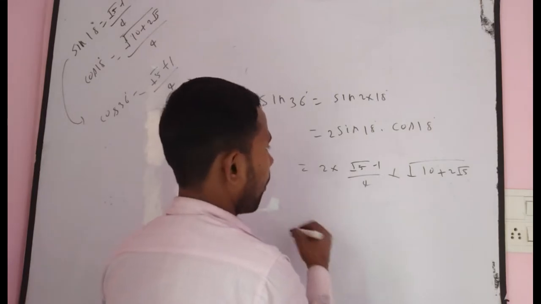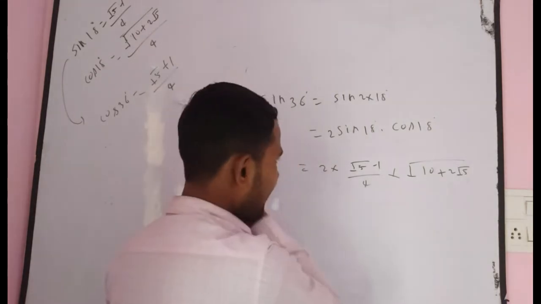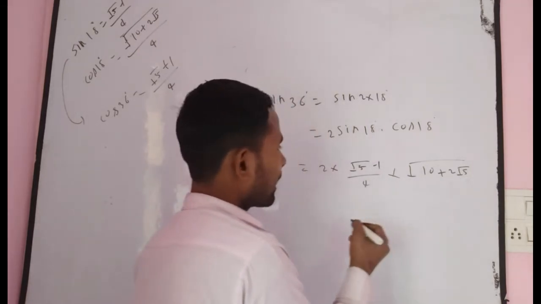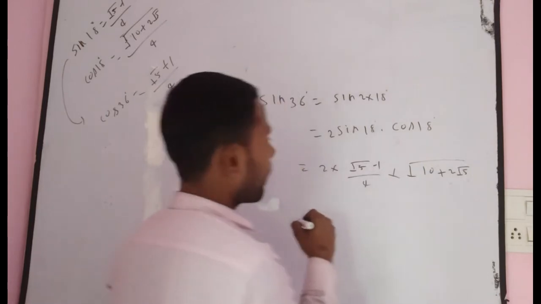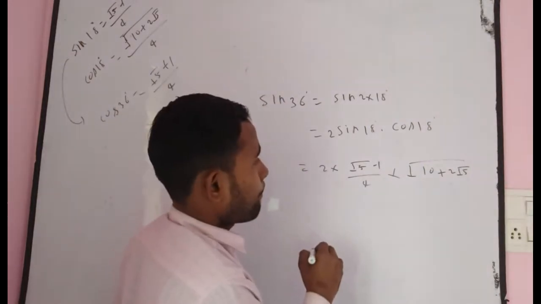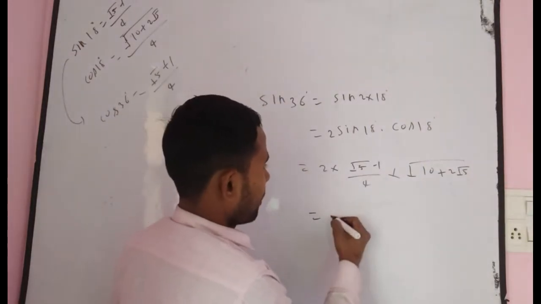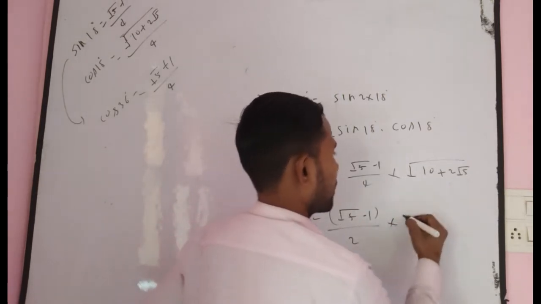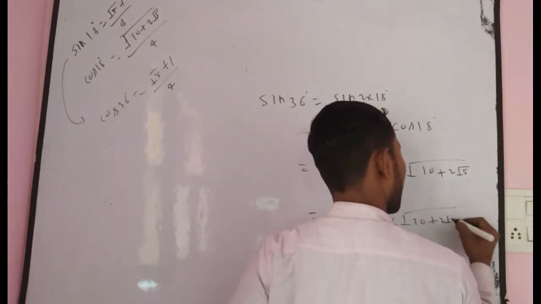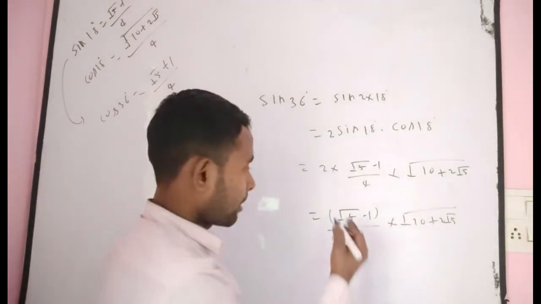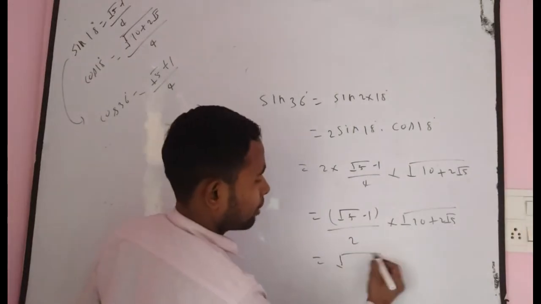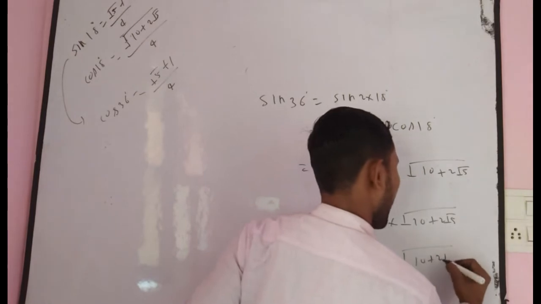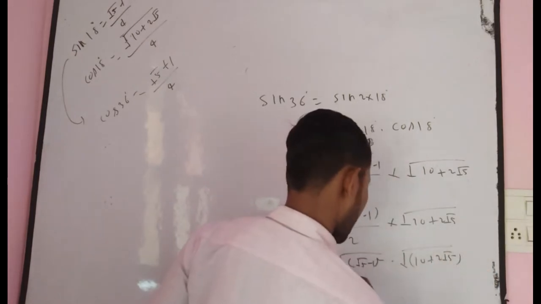10 plus 2 root 5. Or if you want to express it in a standard form, you can leave it also, divided by 2 into root under 10 plus 2 root under 5. If you want to manipulate, can you write root under 5 minus 1 as (root under 5 minus 1) whole square into root under 10 plus 2 root 5 divided by 2?